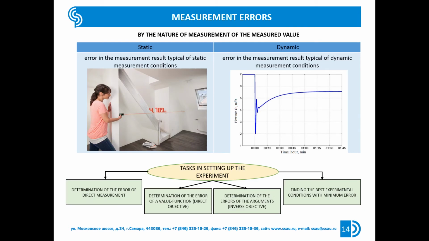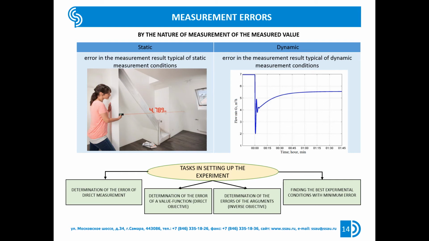According to the influence of the change in measured values, errors are divided into static and dynamic ones. Static measurement error is the error in the measurement result typical of static measurement conditions. Static measurement is a measurement of a physical quantity assumed to be constant over the duration of a measurement, according to a specific measurement task. Dynamic measurement error is the error in the measurement result typical of dynamic measurement conditions. Dynamic measurement is the measurement of a dimensionally varying physical quantity.